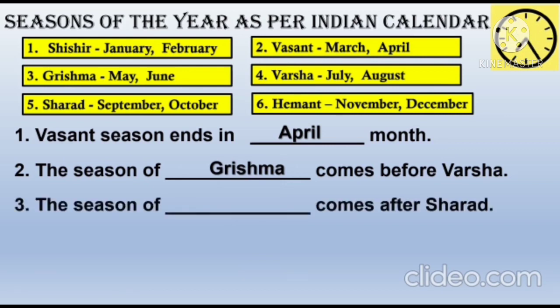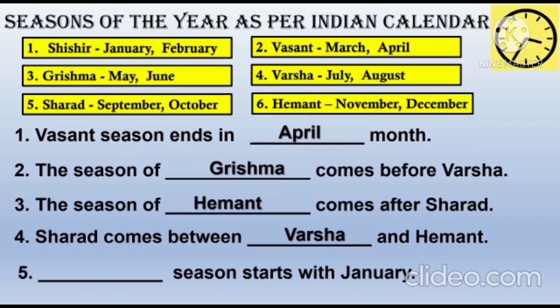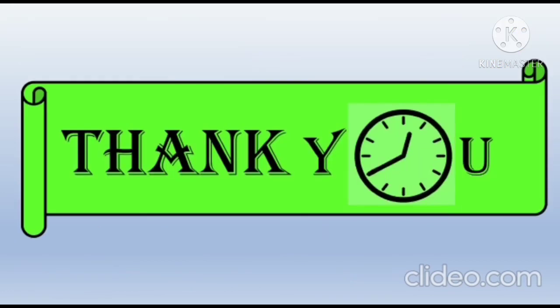Third one, the season of dash comes after Sharad. After means we have to go later. After Sharad we have Hemant, 6th season. So look at the next question. Sharad comes between dash and Hemant. So we can see there and say it is Varsha. Dash season starts with January. So here we are supposed to write the name of the season. It is Shishir.